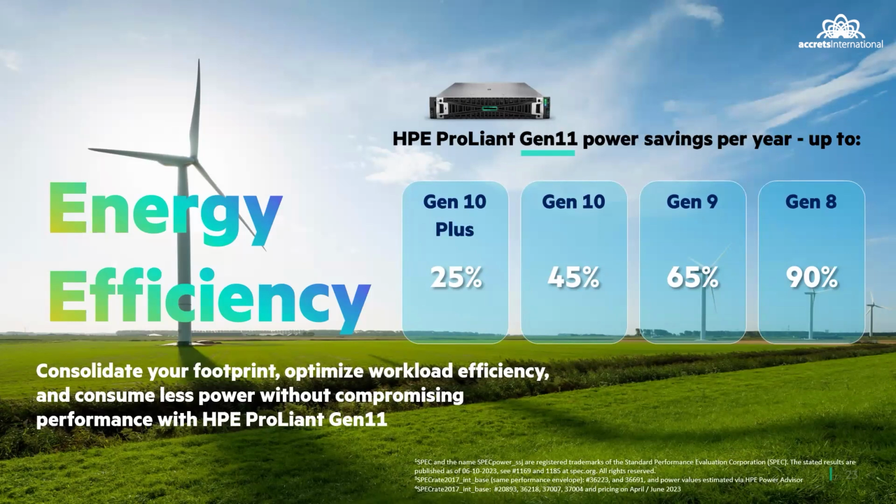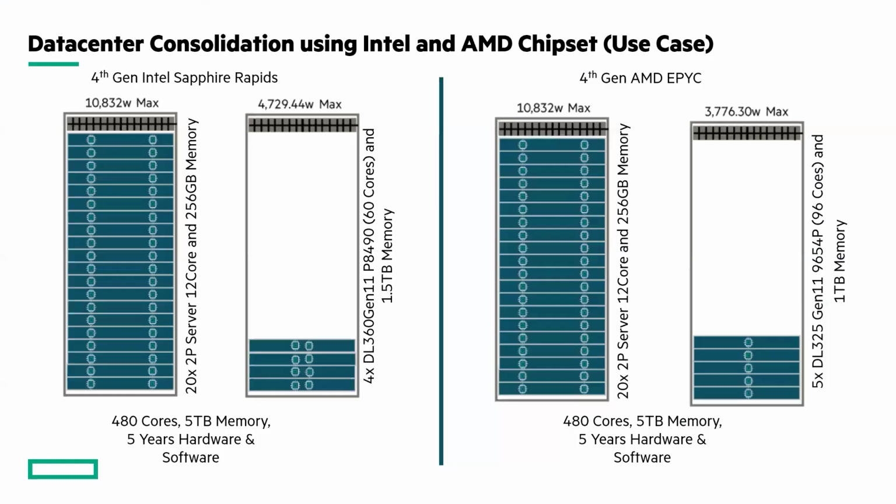Okay. The next slide is to illustrate, for example, core by core, memory by memory. On the left-hand side, we're talking about the 4th Gen Intel CPU, Sapphire Rapids CPU. If a current customer has 20 servers running on Gen 9, each with 2 processors, 12 cores, that's a total of 480 cores and 5 terabytes of memory. If they move to our Gen 11, they can reduce from 20 servers to 5 servers. This is a lot of saving, especially from the power itself, as you can compare 10 kilowatts to 4.7 kilowatts.